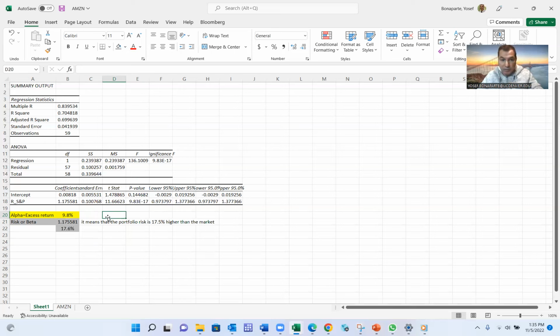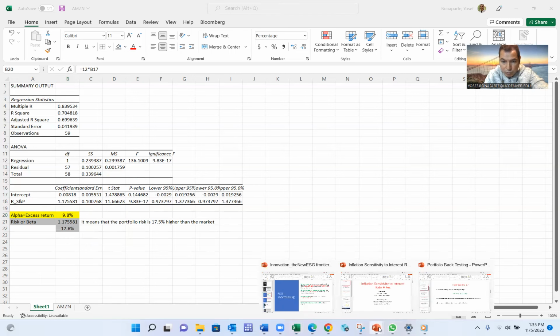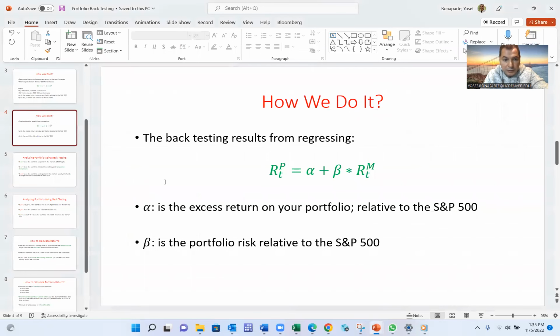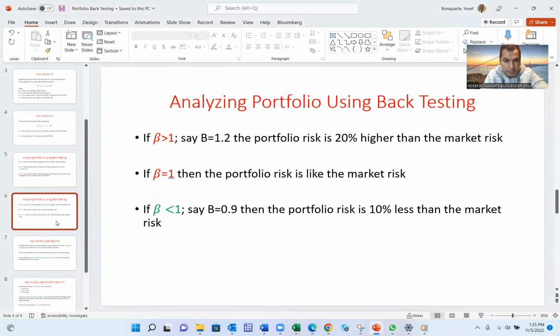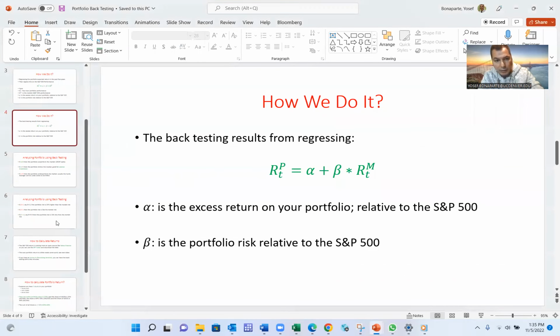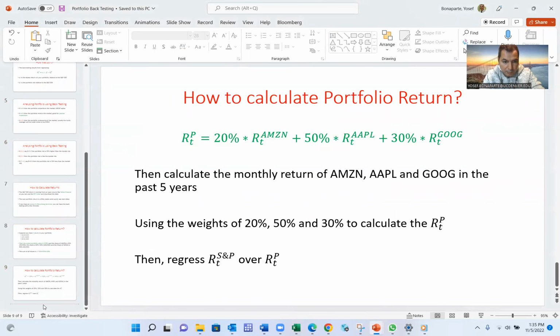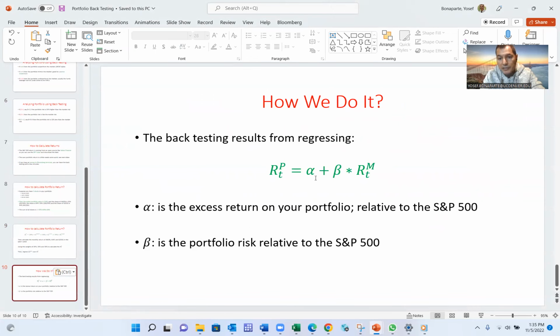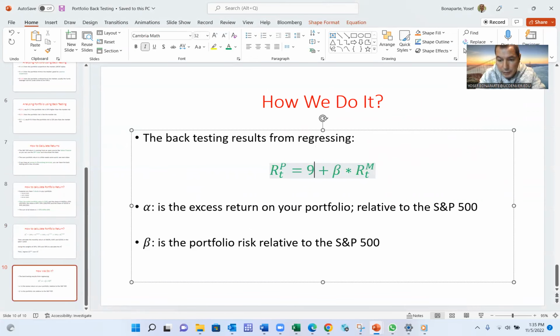Some people don't like to take 17% more risk for 10. They say, okay, I don't want the 10, just give me the market risk. Some people like to take risk, then this portfolio will give you an excess return of 9.8. So let's go back to the slides because we're done now. Our alpha in this case, in our model, I can show you the results. We can go to another slide here and put it here. And we can say that our portfolio gives us 9.8% plus beta, which is 1.175, multiplied by RM.